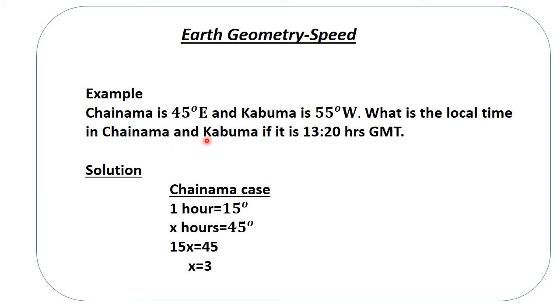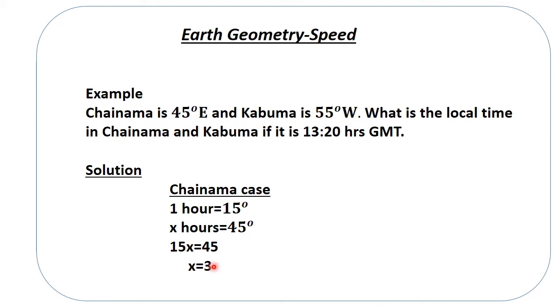What is important is to know that GMT is at 0. At Chainama, they have said it's 45 degrees. We're going to start with the Chainama case. We know that 1 hour is equal to 15 degrees, but here it's 45 degrees. So X hours is equal to 45 degrees. In short, how many hours are going to be equal to 45 degrees?